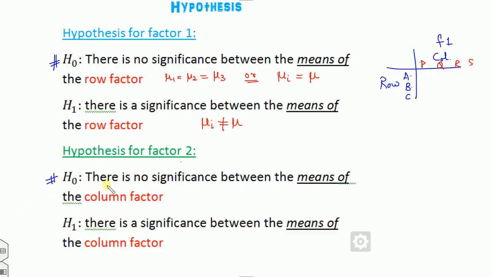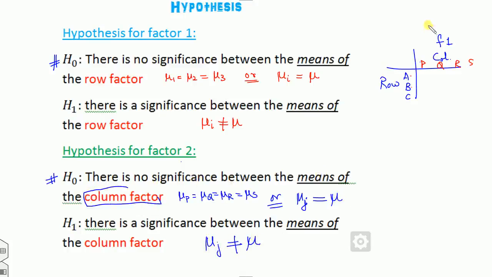Okay. Similarly for the column-wise, if there are 4, you can say mu P is equal to mu Q is equal to mu R and mu S. Or you can say this is again mu, say J, I have used here. So mu J is equal to mu, and under H1 mu J is not equal to mu. That is, there is no significant difference between the means of the column factor. If here columns are, say for example, rice, then I call it the mean of the rice. If there is a teaching method, we call it the mean of the teaching factor.